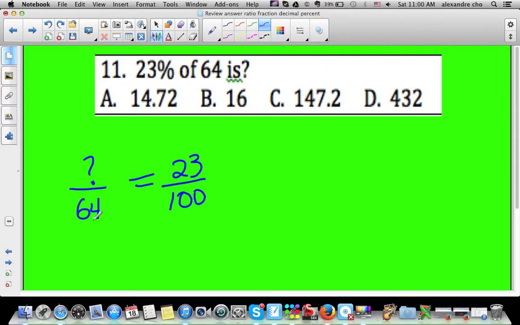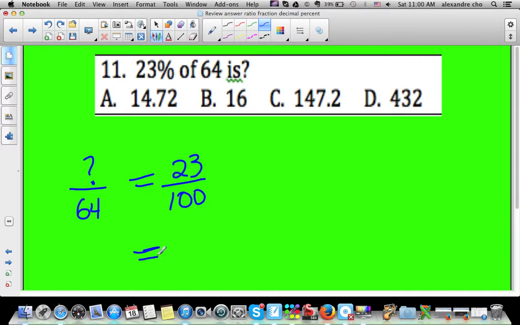There is no direct relationship here. Nothing multiplied by 64 gives you 100, or vice versa. Nothing divided by 100 will give you 64. So you'd have to change this. If you were going to use a percent proportion, you're going to have to change this somehow. Can't change this ratio, but we can change this ratio.